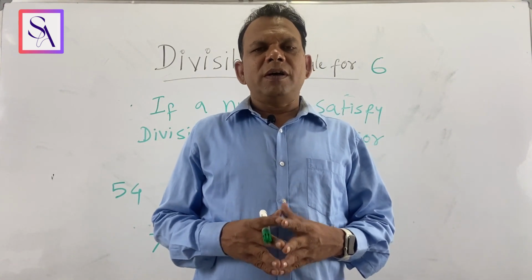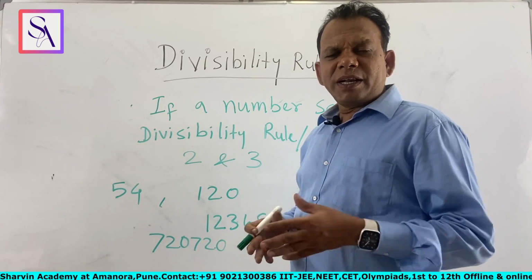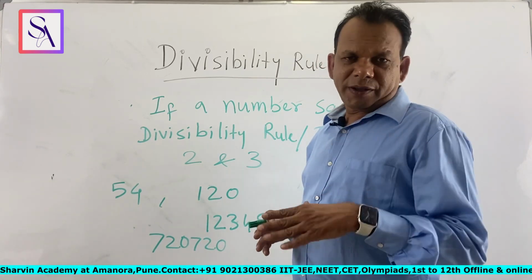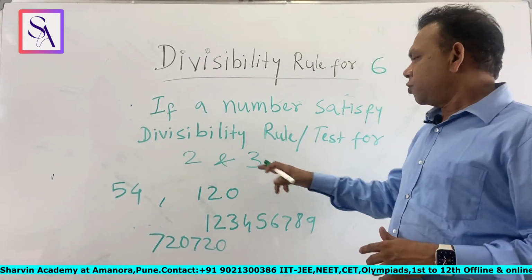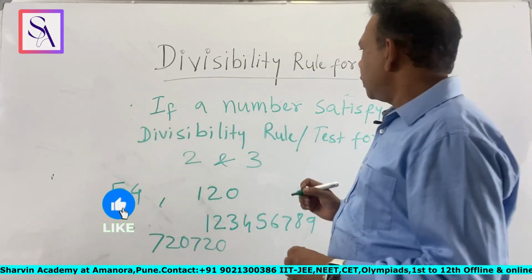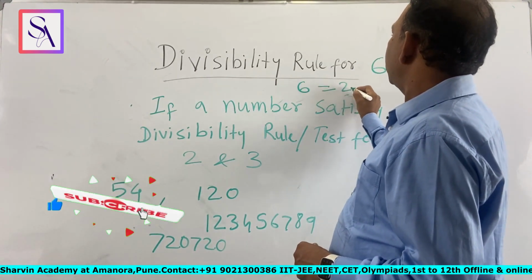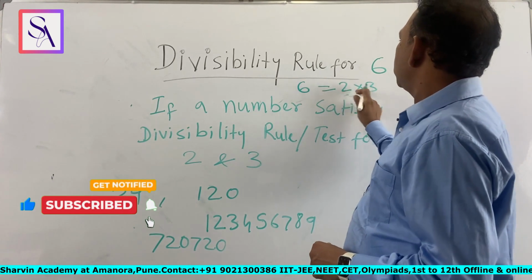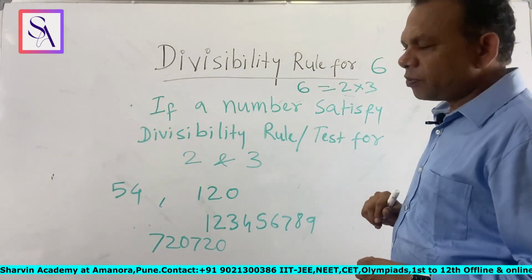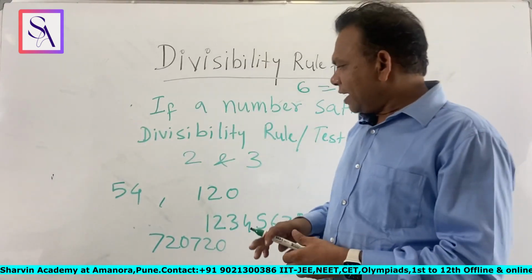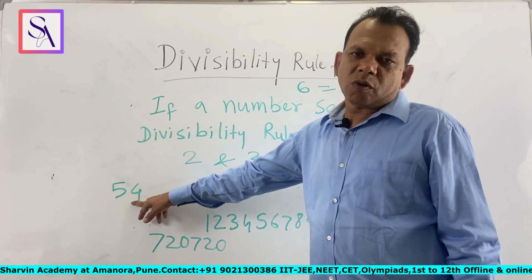Divisibility rule for 6. So we have seen divisibility rule for 2 and 3. So for 6, a combination of these two, because the prime factors of 6 are 2 and 3, because 2 3s are 6. 2 and 3 are prime factors of 6. So if a number satisfies the test for 2 and 3, then that number is divisible by 6.